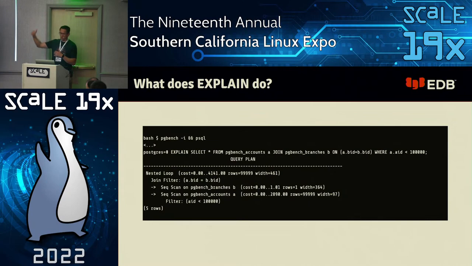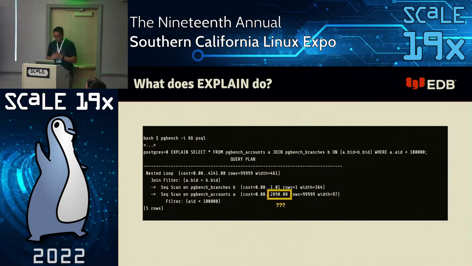it's going to print out this query plan. You can see that it filters pgbench_accounts at the bottom, and gets only the rows where aid is less than 100,000. Then it does a sequential scan of pgbench_branches, and after those two scans are done, it joins them together using that equality operator. The way that it does the join is by using a nested loop.